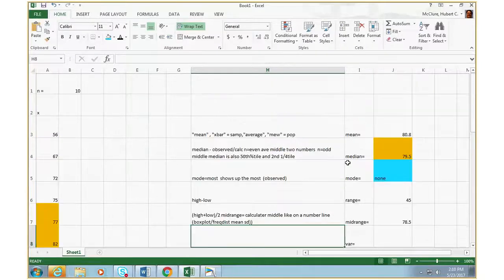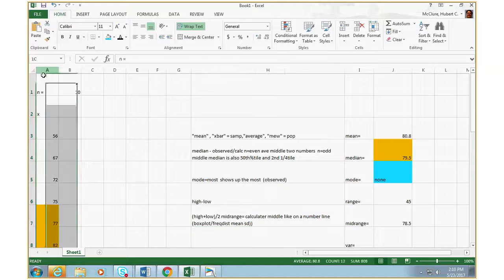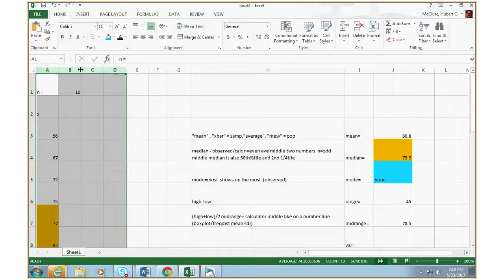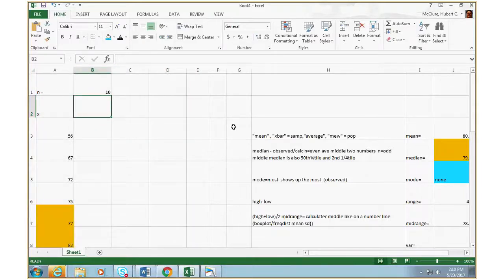So I do it in a column. So right here, I'm going to highlight these two or three columns. There we go. I'm going to call this one X minus X bar. X minus X bar. And I'm going to put equals this number minus the mean.